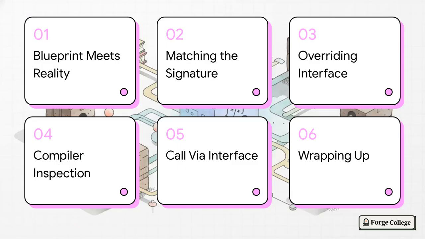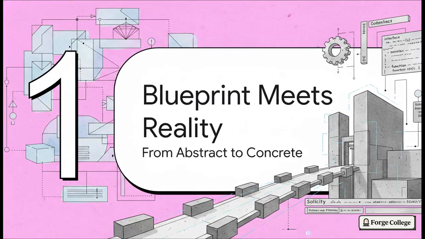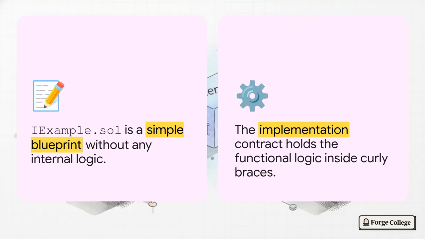Here's our engineering schematic for the day. We'll be covering the blueprint meets reality, matching the function signature, overriding the interface, passing the compiler inspection, calling via interface type, and finally wrapping up your code. All right, section 1, the blueprint meets reality. Let's just dive right into this comparison.